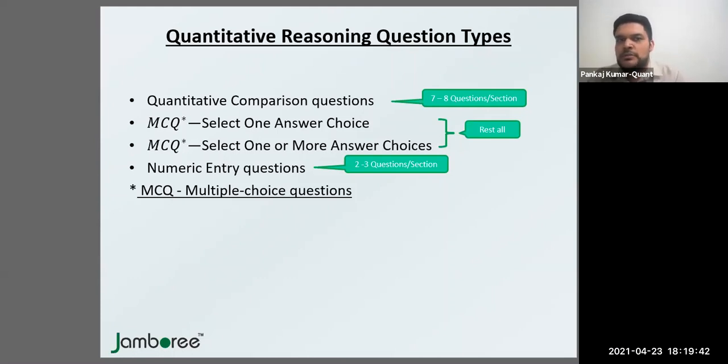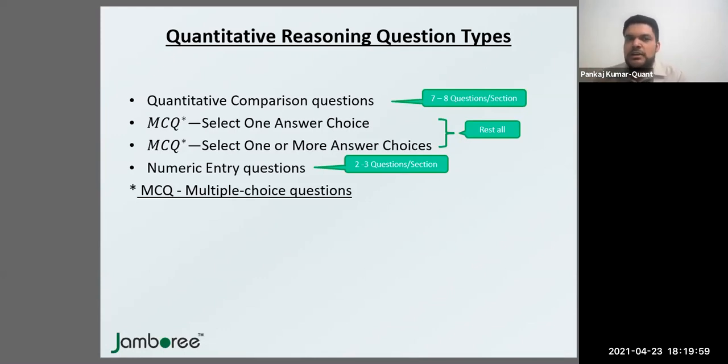And the third one, if you can see the difference from the first one, is one answer choice and one or more answer choices. And the fourth part is numerical entry. So each type has a different relation with the examination.